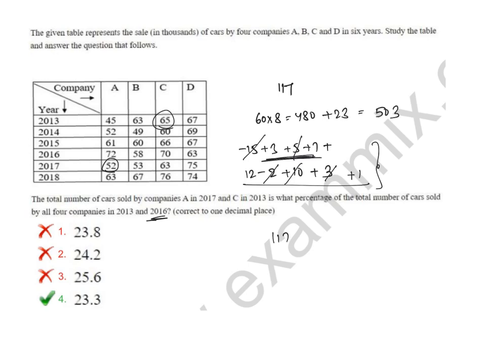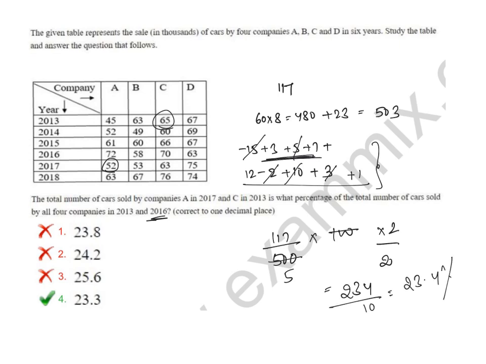So 117 is what percent of 503. For a second you can assume it is 500. So just multiply it by 2. 117 becomes 234 by 10, that is 23.4%. So approximately it is close to 23.4, that is 23.3, because I have taken a little extra here.